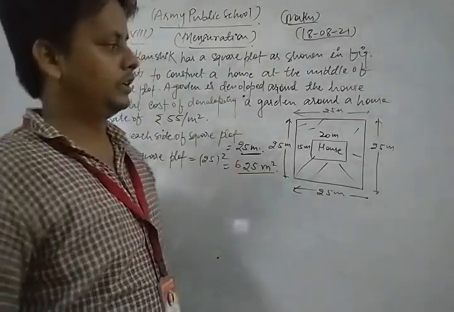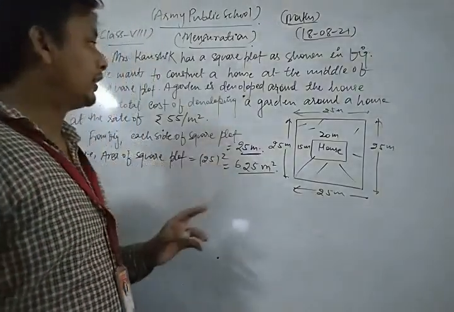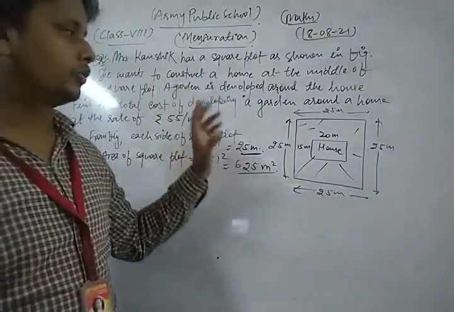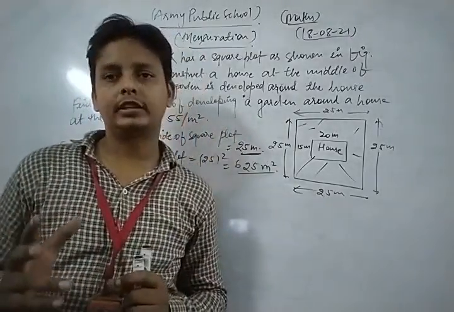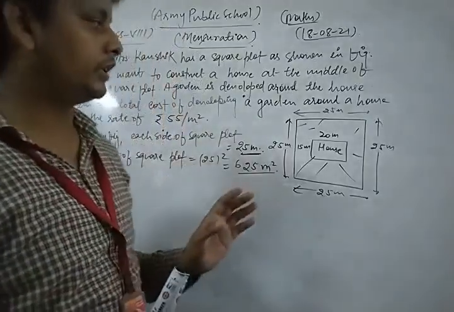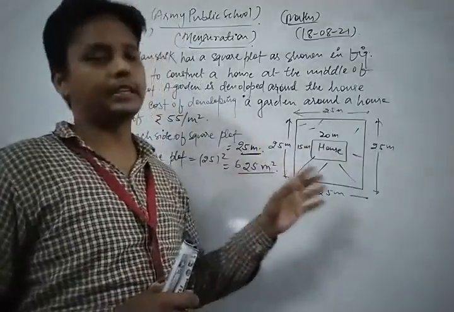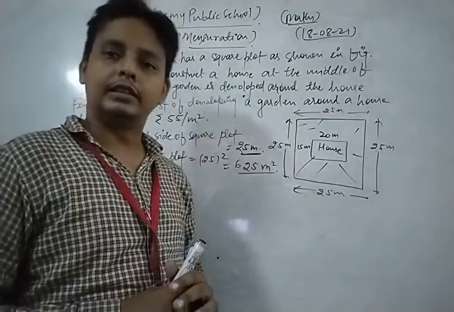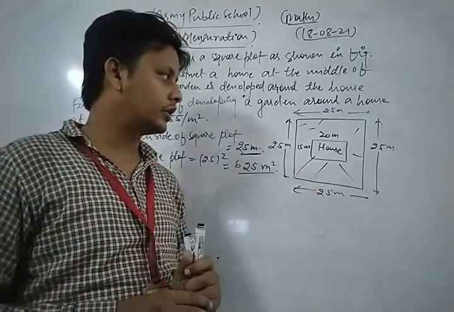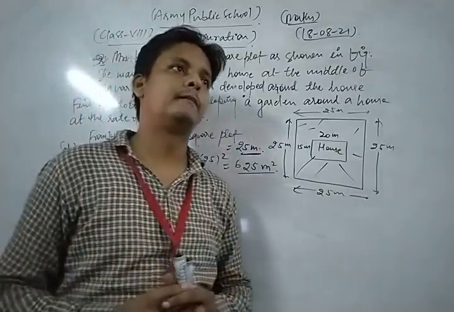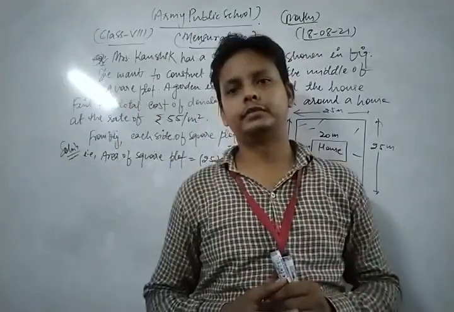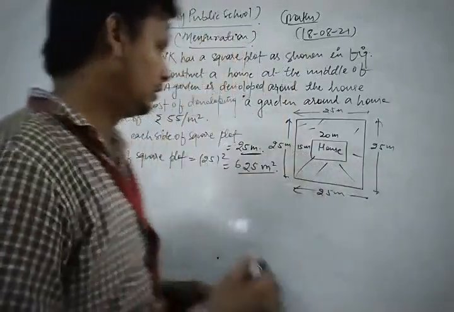Now we find the cost of developing a garden. First of all, we find the area of the garden. Dear student, the area of the garden is calculated as the difference between the area of the square plot minus the area of the house. The dimensions of the house are 20 meter by 15 meter, which means length is 20 meter and breadth is 15 meter.